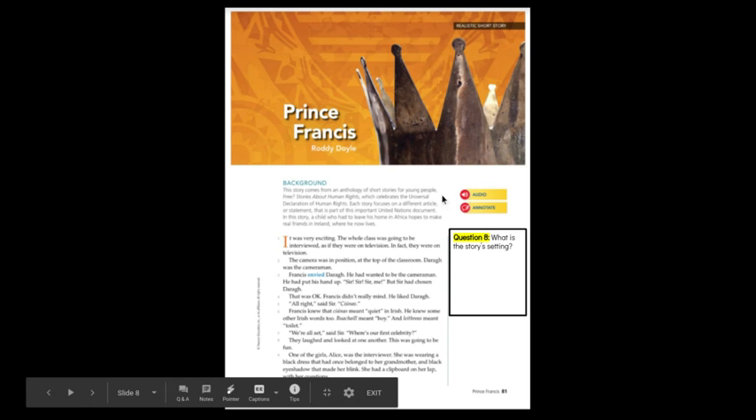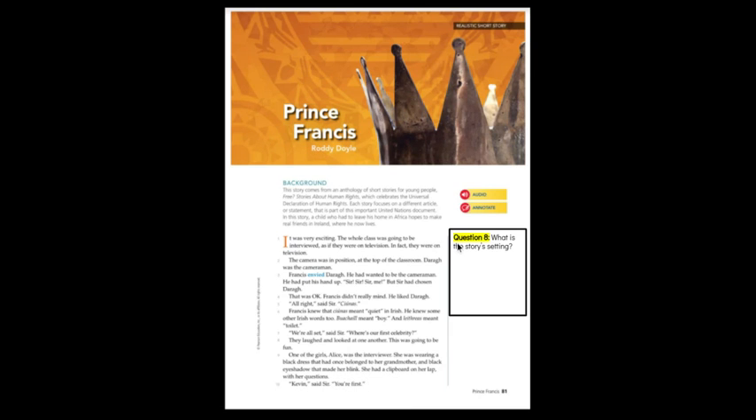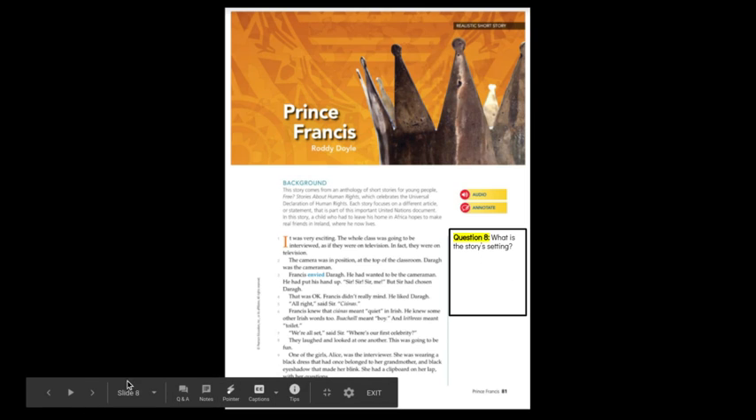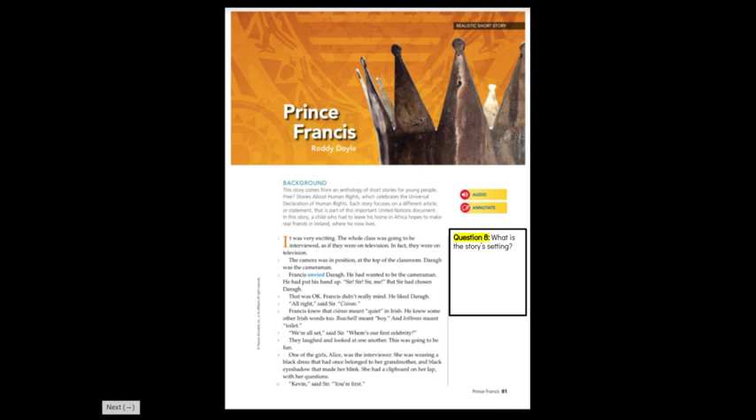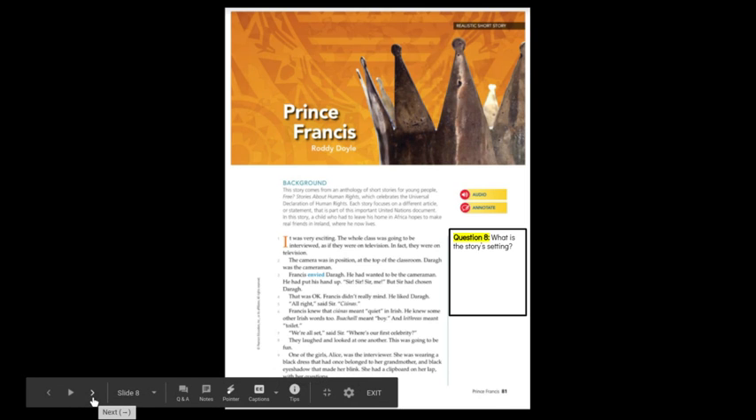So now we start the story, Prince Francis by Roddy Doyle. If you'll notice, you do have some boxes here on the side with questions. So you want to make sure you read those questions and type your answers in the box. Okay, for question 8, what is the story's setting? Where does the story take place?